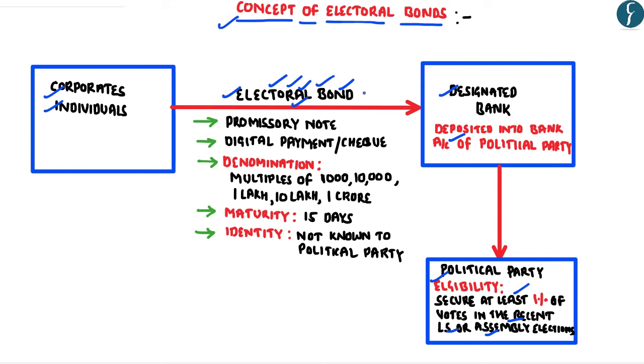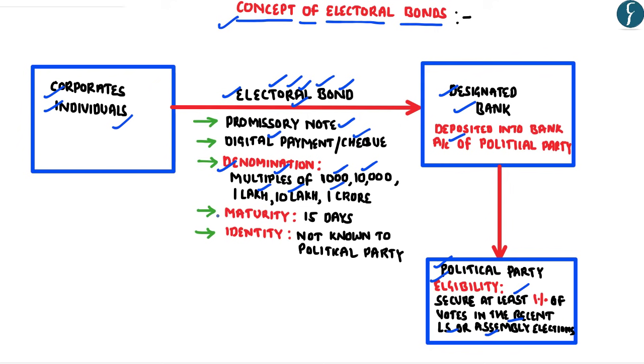And these electoral bonds are in the form of promissory notes. What this means is the designated bank remains a custodian of the donor funds until the time the political party redeems the electoral bonds. Further, according to government notification, the electoral bonds cannot be bought by using cash. They can be bought only through digital payment or issue of cheque. This provision has been included by the government mainly in order to improve the transparency. And with respect to denomination of the electoral bonds, they can be issued in multiples of 1000, 10,000, 1 lakh, 10 lakh, 1 crore.